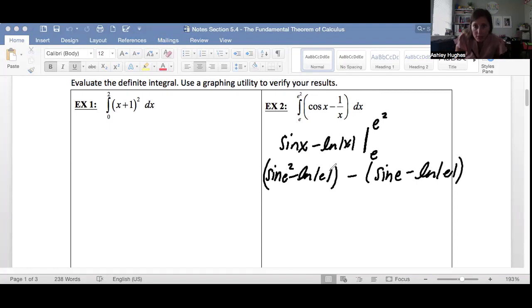Oops, e squared. I didn't even plug in e squared right here. Okay. So sine of e squared, we're just going to keep that sine of e squared, minus natural log of e, they cancel and you get 2.